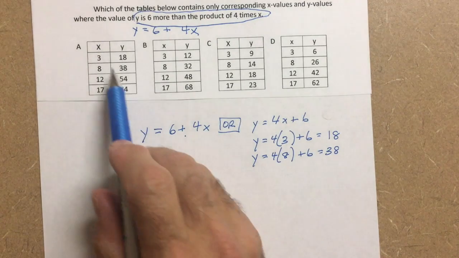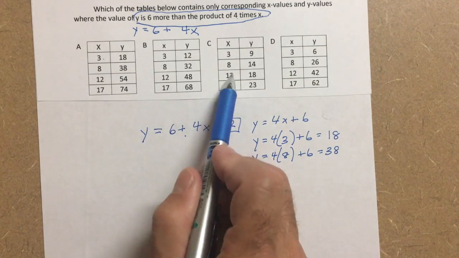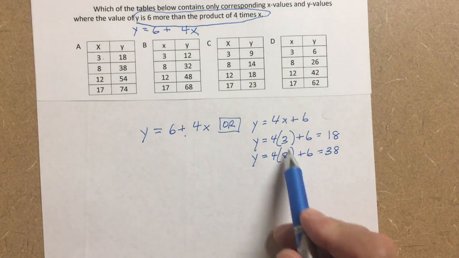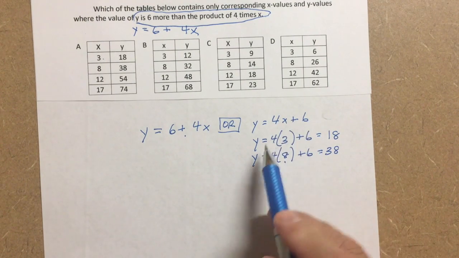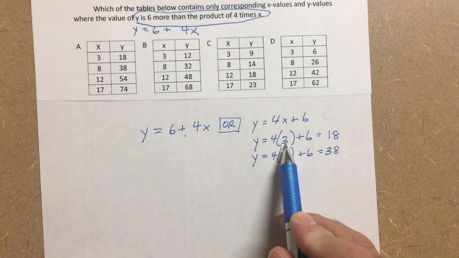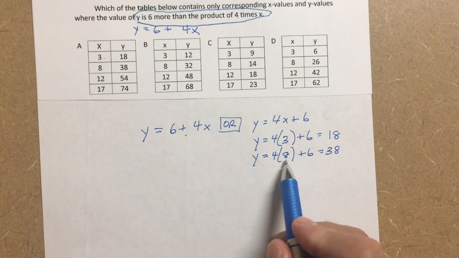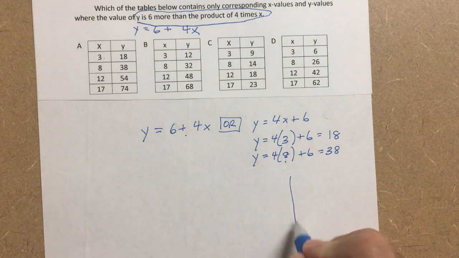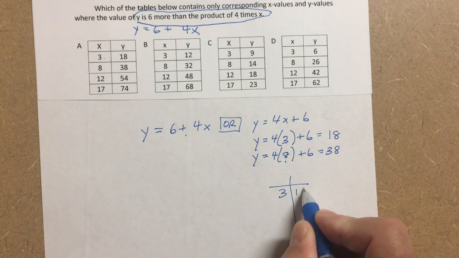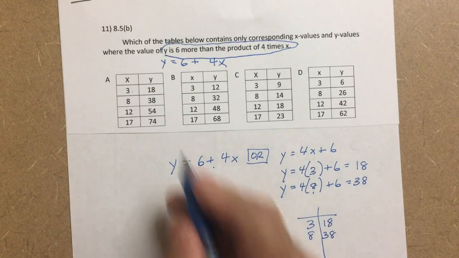I looked at the tables and saw that the first two values that were used for x were 3 and 8 each time. So I plugged in 3 and 8 for x. So if it's 4x plus 6, I did 4 times 3, which is 12, plus 6, which is 18. So y would be 18 for 3. And for 8, 4 times 8 is 32, plus 6 is 38. So I'm looking for these values. I'm looking for 3, 18, and 8, 38. I have them in Table A.